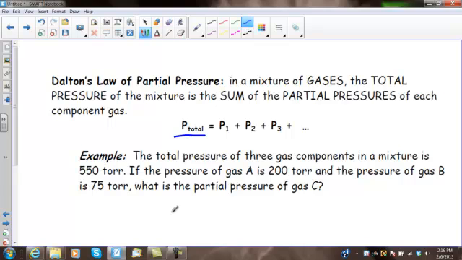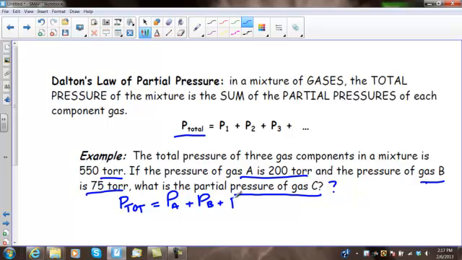It says the total pressure of 3 gas components in a mixture is 550 torr. Remember, torr is just another unit of pressure, just like ATM, kPa, or millimeters of mercury. If the pressure of gas A is 200 torr and the pressure of gas B is 75 torr, what is the partial pressure of C? So we don't know what C is. I'm going to rewrite the equation using the letters. So I have P total equal to PA plus PB plus PC.